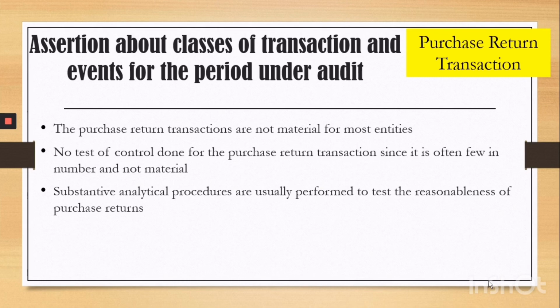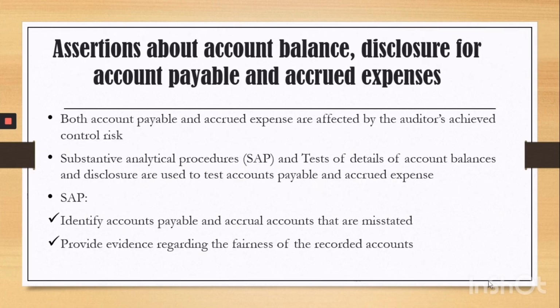However, substantive analytical procedures are the tests that are usually performed to test the reasonableness of the purchase return transaction. The next slide is on the assertion about account balance and disclosure for accounts payable and accrued expenses. Accounts payable and accrued expenses are the two accounts that are affected by the auditor's achieved control risk. So the assessment of inherent risk and control risk for the purchasing process are used to determine the level of detection risk for conducting substantive procedures for accounts payable and accrued expenses.